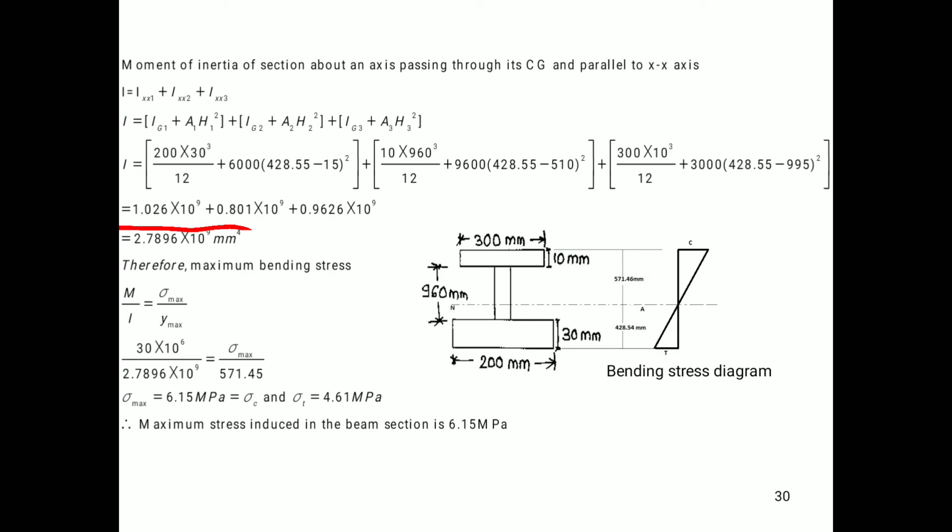In the same manner, we have Ig2, this is section 2. Now we have to find the value of Ig2 for section 2. Again it is BD cube by 12. For section 2 we have width equal to 10 and depth equal to 960. Therefore it will become 10 into 960 cube by 12 plus the area, which is 9600 because 10 into 960 is 9600, and h square is the distance between the centroidal axis and the neutral axis of the entire section.